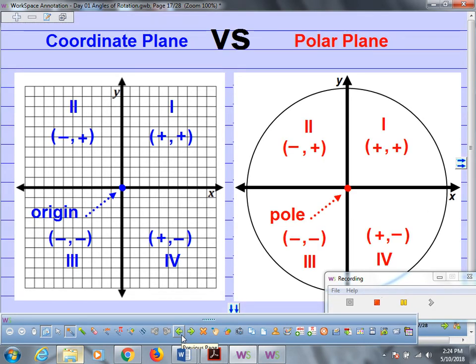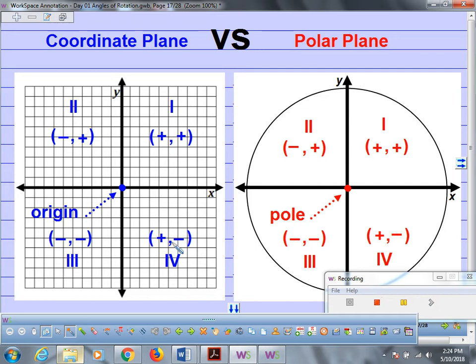Notice that the coordinate plane, we've been telling you forever that this is quadrant 1, this is 2, this is 3, and this is 4. Did you ever wonder why? We go counterclockwise on our polar plane.